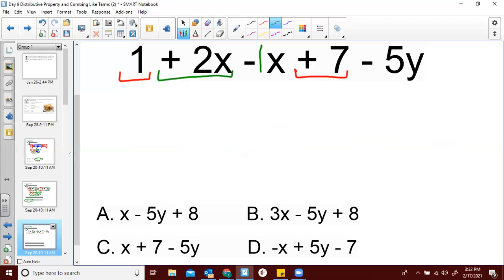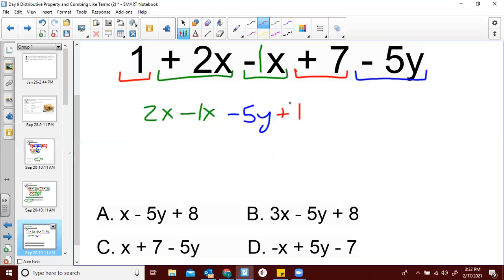All right, so I do have this negative 1x. And then all by itself, no teammates, is this negative 5y. All right, in math, what we like to do is kind of group things in alphabetical order. So I'll have my 2x minus my 1x. And if y'all want to write that 1 there, go ahead. There's no reason why you cannot write that 1 there. Look, I'm adding this plus 1 because I know this 1 is positive. And I'm just going to add them all. I'm just going to add my 7 as well.